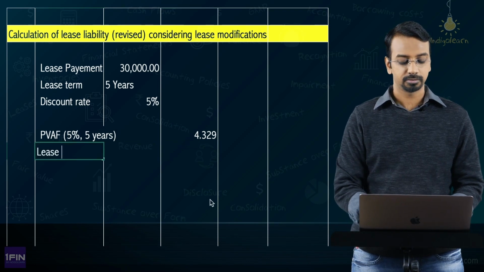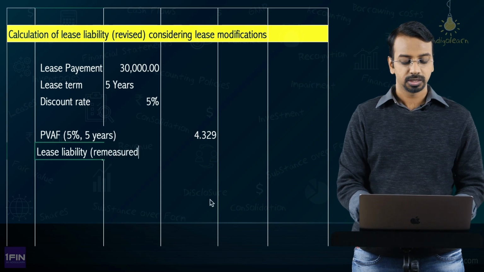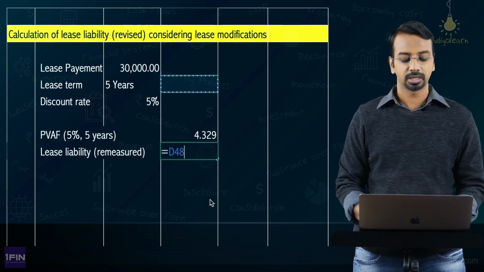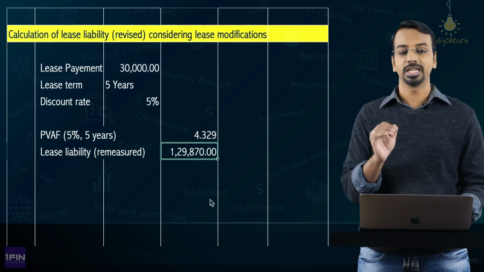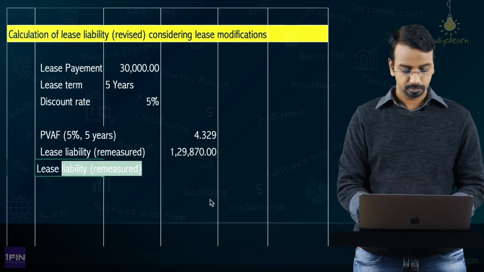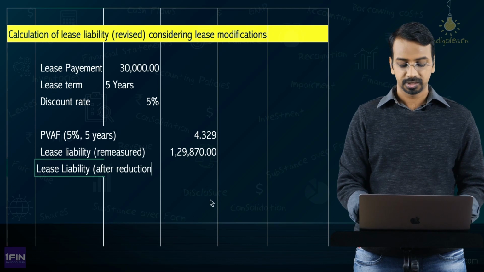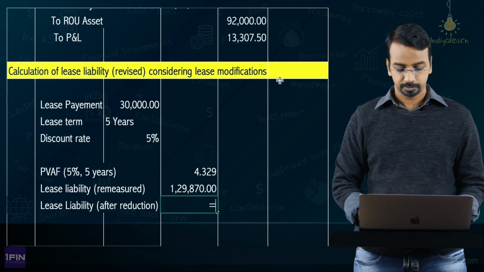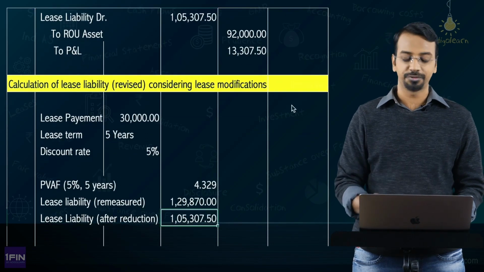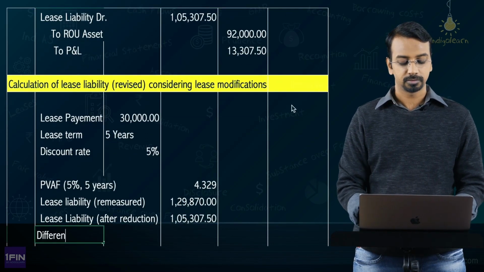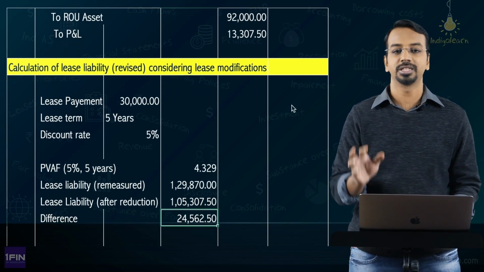So what is the lease liability? The lease liability which is remeasured is 30,000 multiplied by 4.329. That comes to 1,29,870. Okay. Lease liability after reduction was how much? Lease liability after reduction was 105,307. Okay, so there is a difference between these two. What is the difference? 129,870 minus 105,307, 24,562 is the difference.